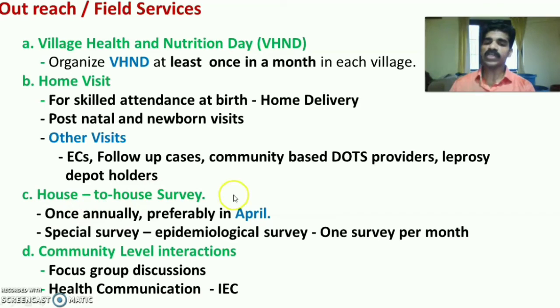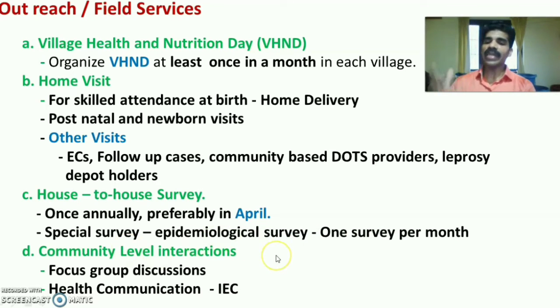Then house to house survey. Conduct a survey at least annually, one survey in a year, preferably in the month of April. Then a special survey is required, called an epidemiological survey. At least one survey per month for early detection of local endemic diseases and other epidemics.